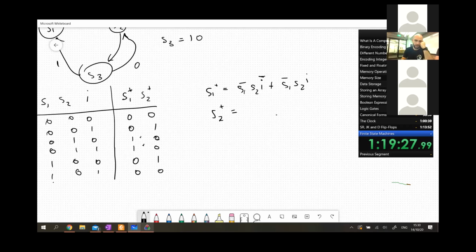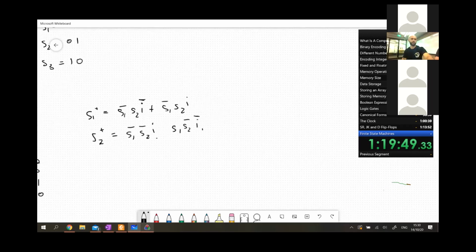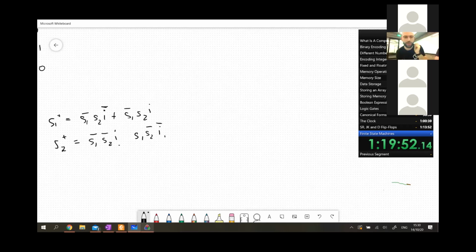Then we've got this one is equal to S1 inverted, S2 inverted, I, and S1, and okay, S2 inverted, I inverted. All right, I hope that's right. I'm running with it. Okay, so now we get this product of sum stuff. Well, I'm going to do 4 AND gates for it. We're going to have S1, S2, and I here. Going to have an inverter for all of them.